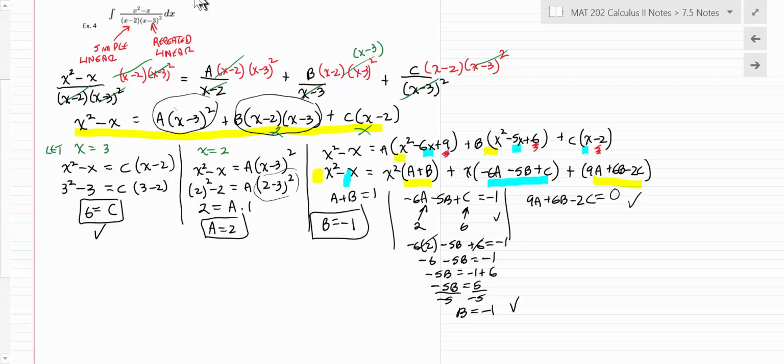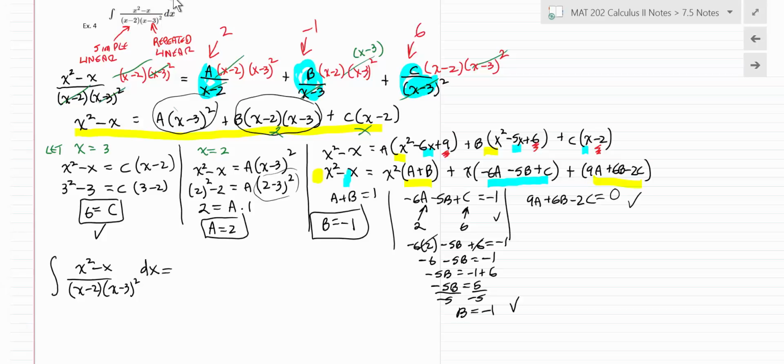Okay, now let's go put this together. So what we're doing is the integral of x squared minus x over x minus 2 times x minus 3 squared dx. So let's put this together. Now I'm going to highlight what we're doing. We now know what a, b, and c are: we figured out that a was 2, b was negative 1, and c was 6.